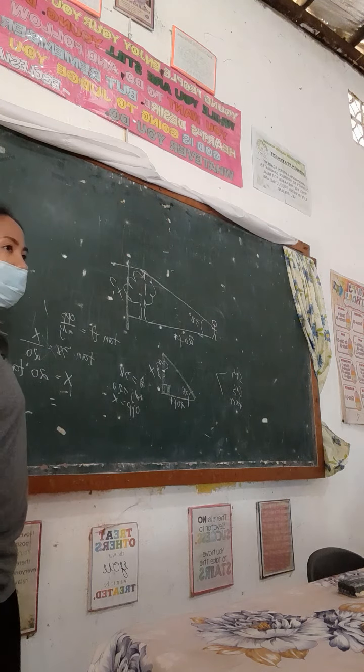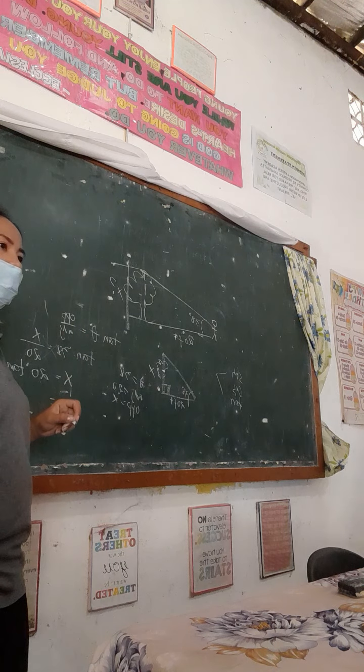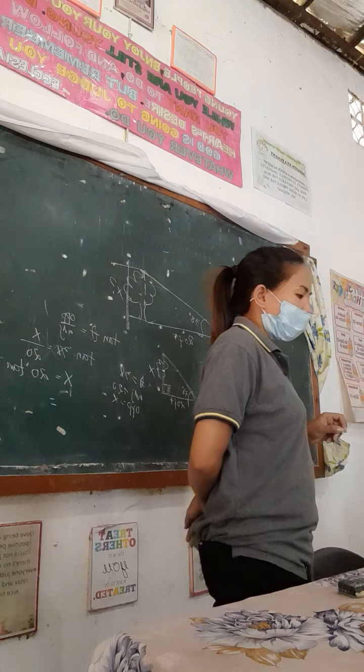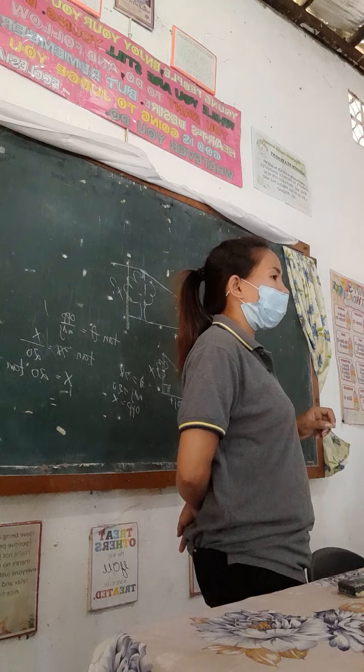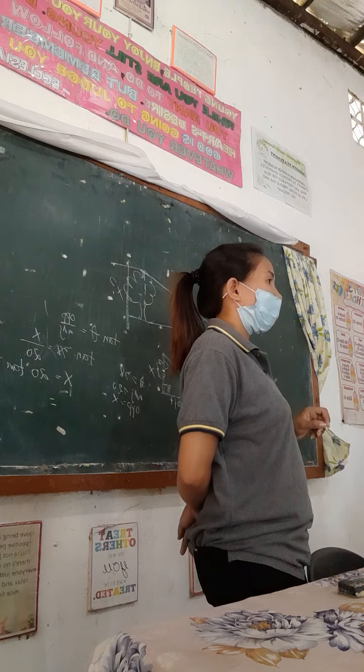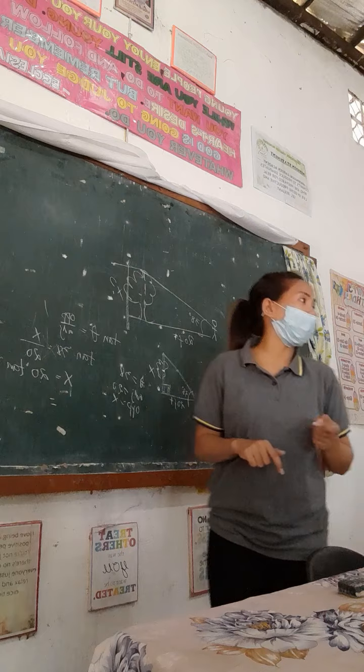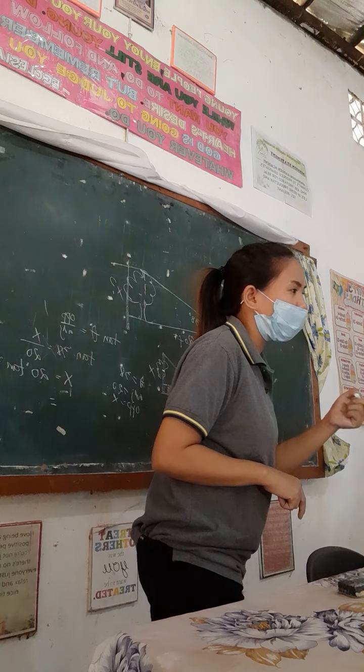So, tangent 38 degrees times 20. Tangent 38, times 20, equals. 0.78 multiplied by 20 is 15.62. Round off to the nearest hundredths.